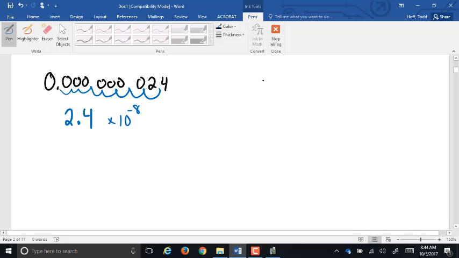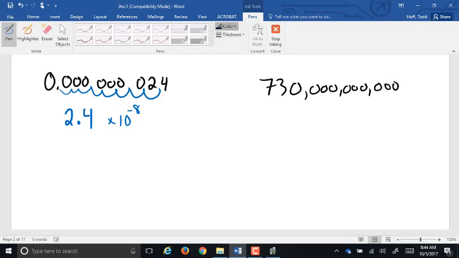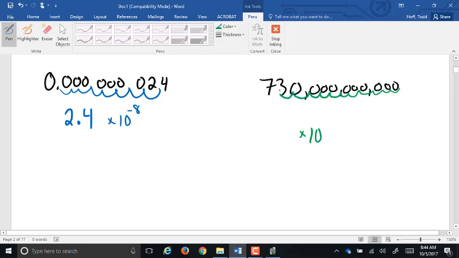How about this one? 10 to the 11th. 1, 2, 3, 4, 5, 6, 7, 8, 9, 10, 11. It's 10 to the 11th, and what goes in front of it? 7.3.